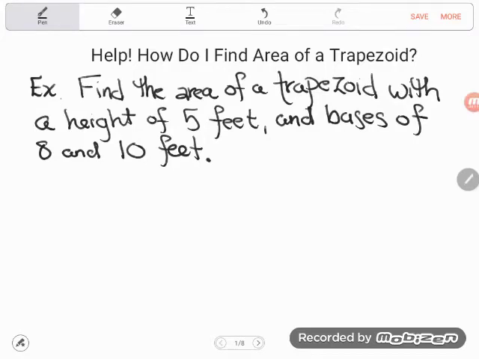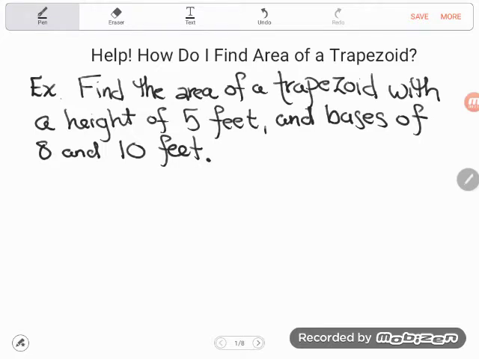Hey, GED students. I had a student, Frances, working on the concept of area and perimeter with formulas, and she sent in this example from the homework that she wanted some help with. So let's take a look. It says, find the area of a trapezoid with a height of 5 feet and bases of 8 and 10 feet.